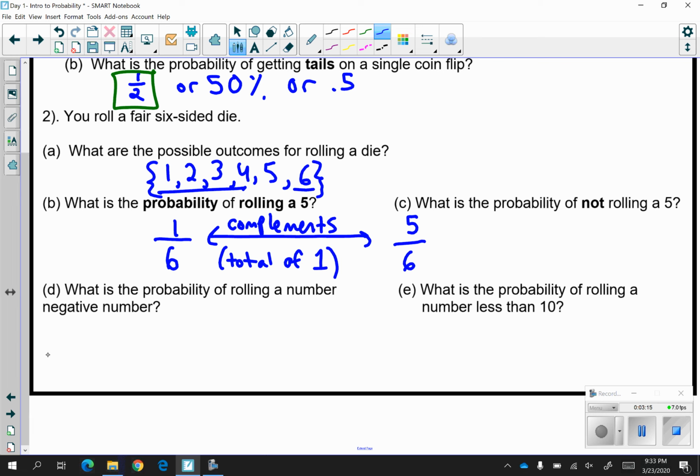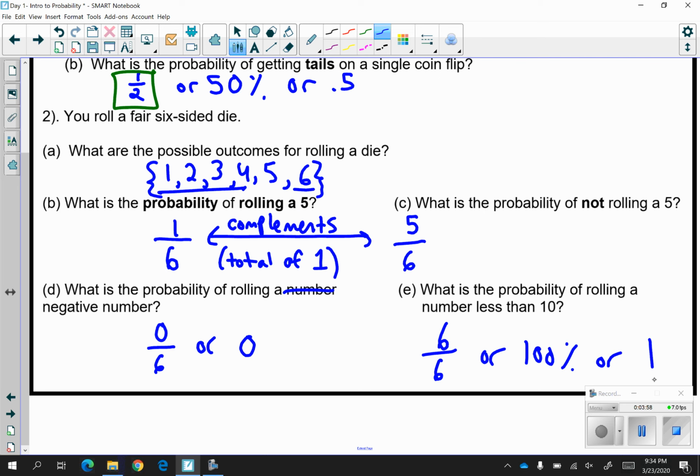So the probability of rolling a negative number is 0, right? Because there are no negatives on the die, so you have 0 out of 6. Or you can see that just as 0, or 0%. The probability of rolling a number less than 10. Well, your sample space is 1, 2, 3, 4, 5, 6. All of those are less than 10, so you have a 6 out of 6 shot. Or you can write that as 100%. Or you can write that as just 1.